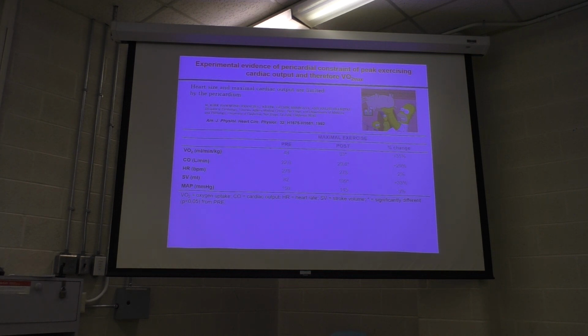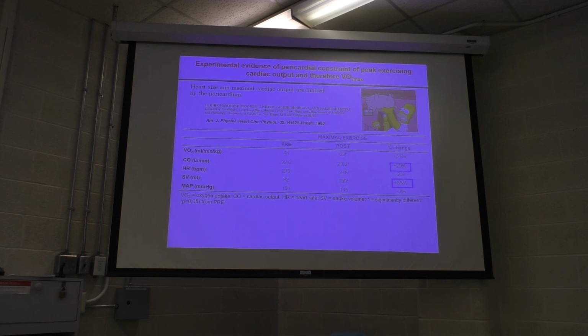So once again, we've got VO2, cardiac output, heart rate, stroke volume, and blood pressure. We're exercising at maximal exercise. This was graded again. I really hate my pointer today. Cut the pericardium. Once again, a much bigger increase in stroke volume. This time a 33% increase in stroke volume, so a massive increase.